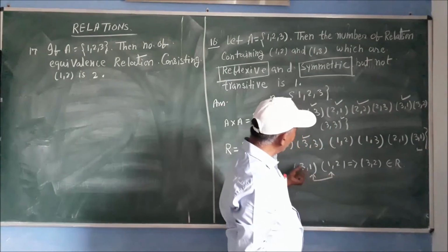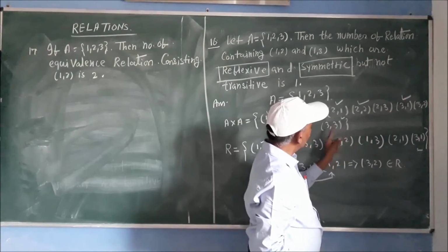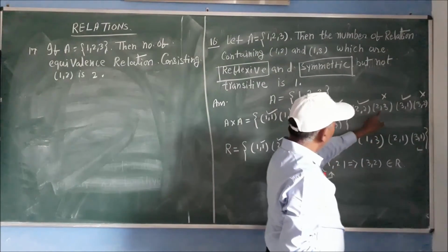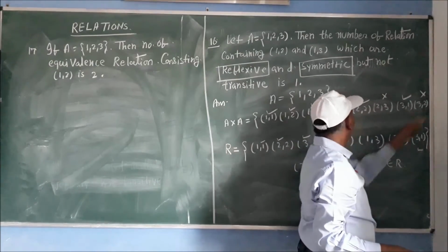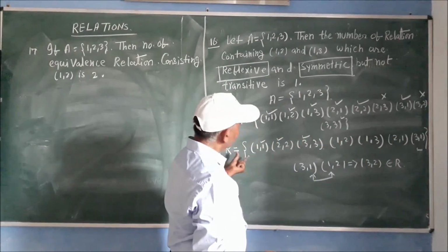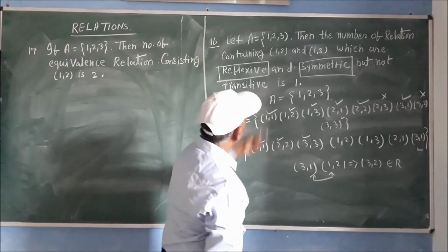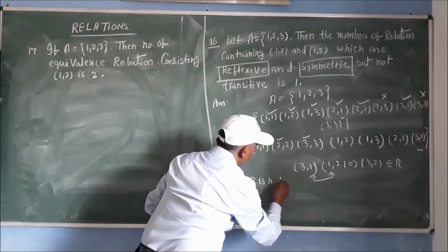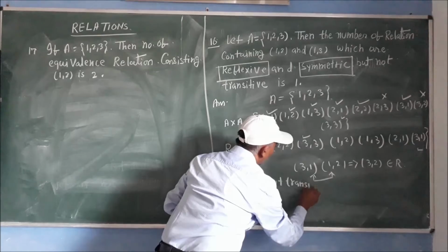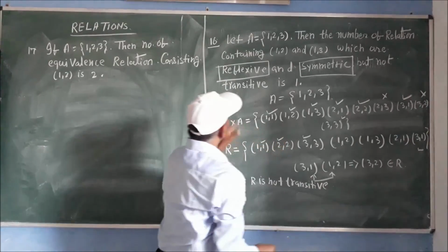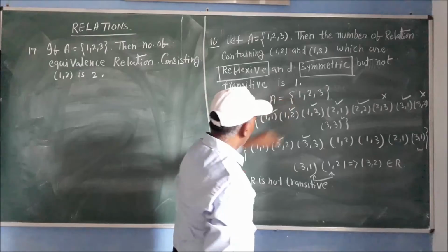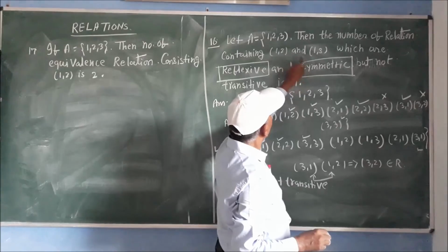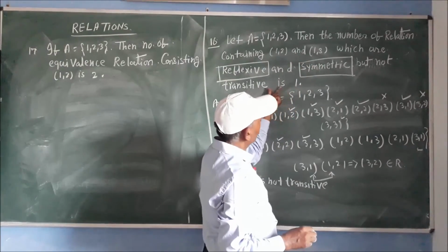So remember, which are the remaining elements? (2, 3) and (3, 2). These two are not here. So as (2, 3) and (3, 2) are not in the relation, we can say that R is not transitive. So our question is asking that we have to make only one relation. So here we can make only one relation which is reflexive, symmetric, containing (1, 2) and (1, 3), but not transitive.